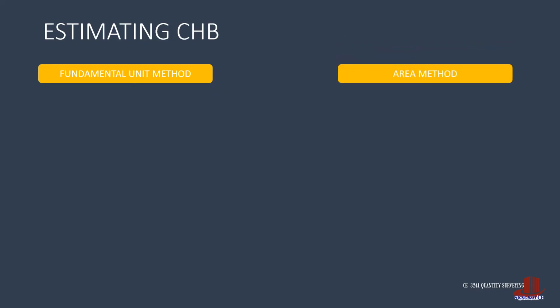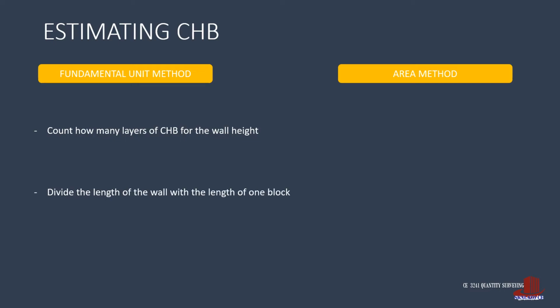So what are the different ways of estimating CHB? There are actually two ways: the fundamental unit method and the area method. The first method can be used by simply working on the logic of finding how many layers of CHB are required, and this is multiplied by how many units are placed in each layer. The area method, on the other hand, uses a factor of 12.5 CHB per square meter.